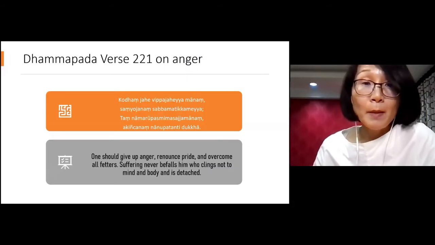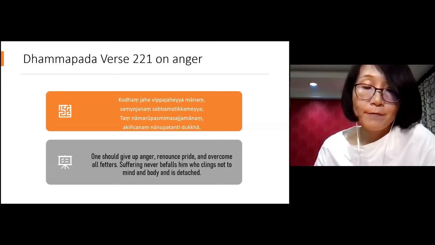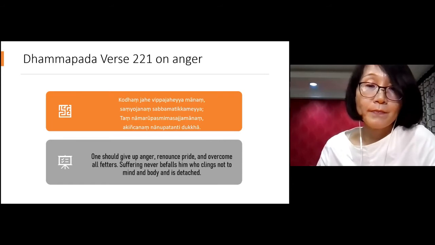Well, the Dhamma part of verse 221 on anger. As humans, anger is part and parcel of our life. We are reminded once again to work through our anger to reduce our dukkha.